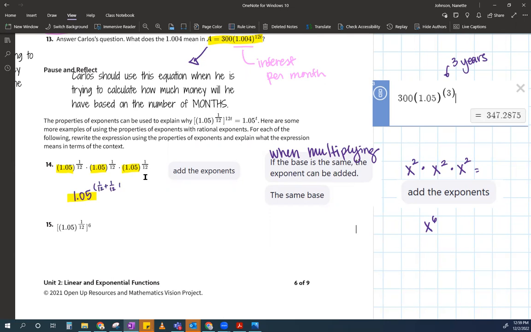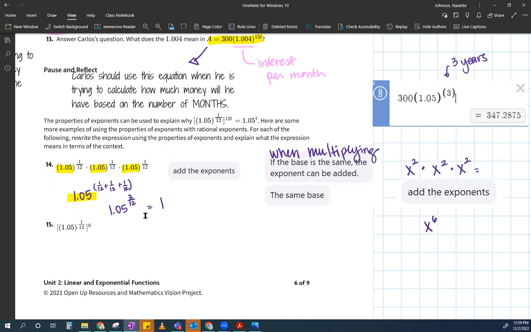So then this is equal to 1.05 to the 3/12. Everybody okay with that? To the 3/12. Okay. So remember when you're adding fractions together, when our denominators are the same, we add our numerators. Do not add your denominators, please. And then I'm just going to simplify my fraction just because I can.